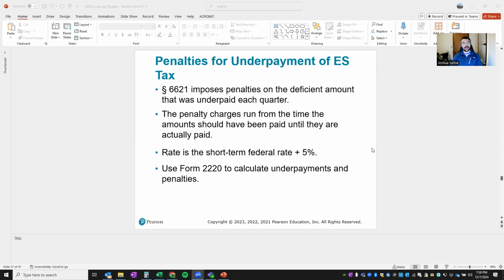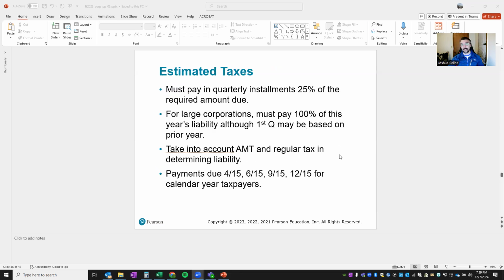Penalties for the underpayment of estimated tax. Section 6621 imposes penalties on the deficient amount that was underpaid each quarter. The penalty charges run from the time the amount should have been paid until it is actually paid. The rate is the short-term federal rate plus 5%, and then you use Form 2220 to calculate your underpayment. Basically, it's taxes owed when it is due. You don't get an extension to pay. You can file extensions to file, but you don't get an extension to pay. It's due when it's due, and they're due on 4/15, 6/15, and so on.